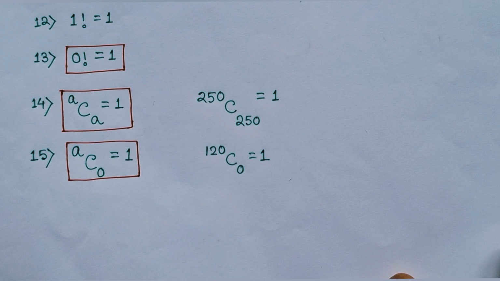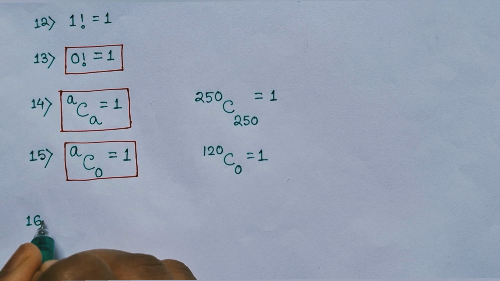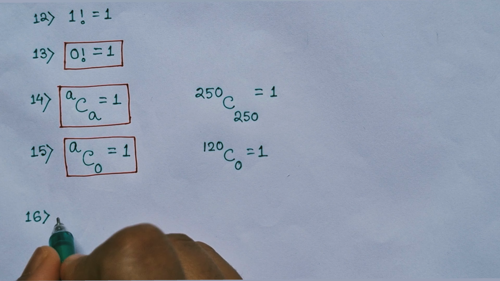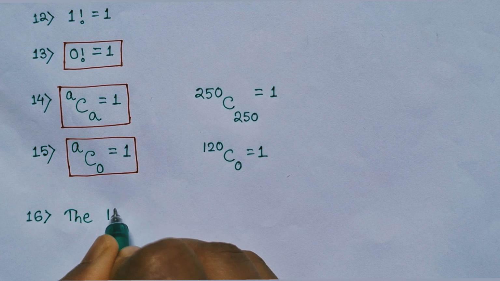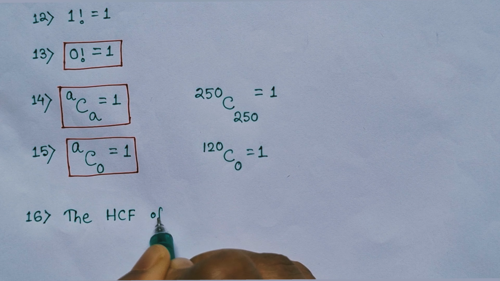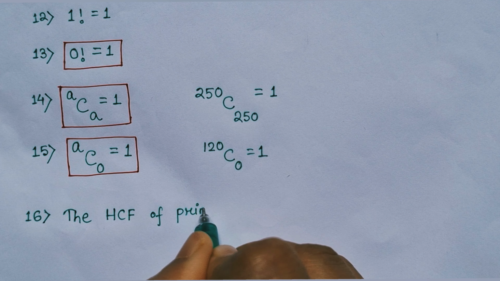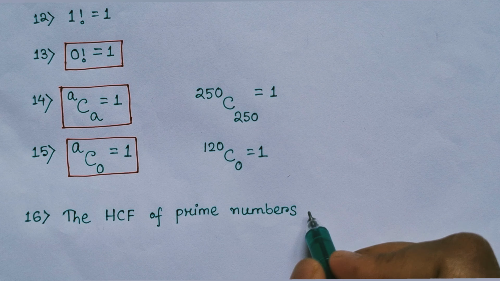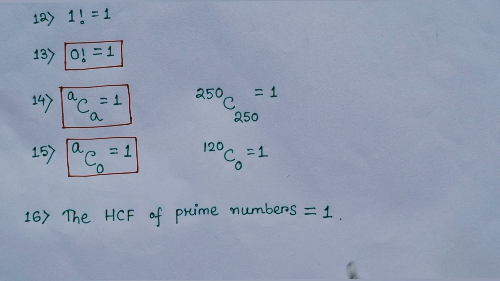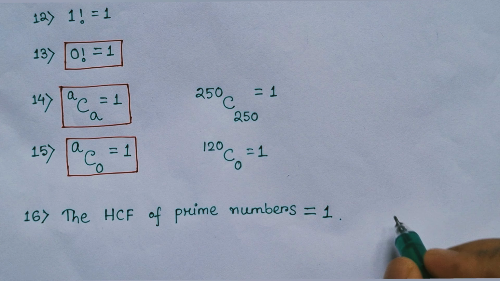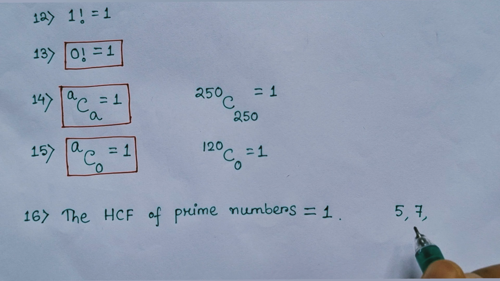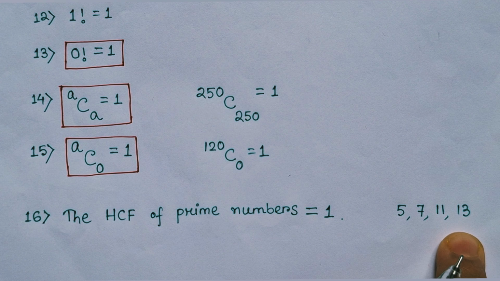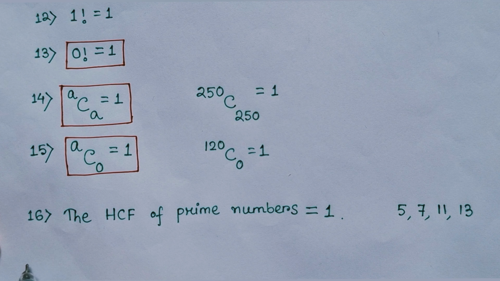Now let's move to number 16. We can say that the HCF of prime numbers always equals 1. So what are the prime numbers? The prime numbers are, suppose, 5, 7, 11, 13. If you calculate the HCF of these numbers, then you will get the HCF as 1.